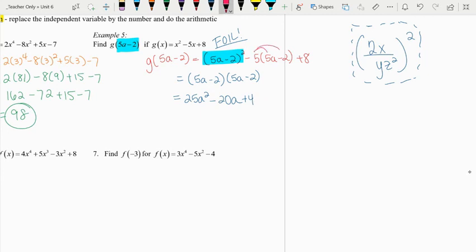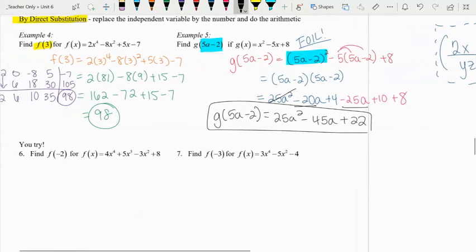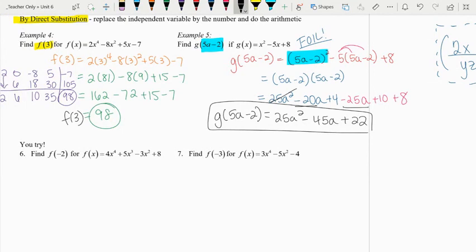You would also need to distribute the negative 5, so you get negative 25a plus 10, and then still got plus 8. Our final answer for g of 5a minus 2 would be 25a squared. If you add the a's, you would get negative 45a. And then if you add everything else up, you end up with 22. Okay, notice how our final answer ends with f of 3 or g of 5a minus 2. You're not trying to get f by itself. You're solving for f of 3. So leave it that way.